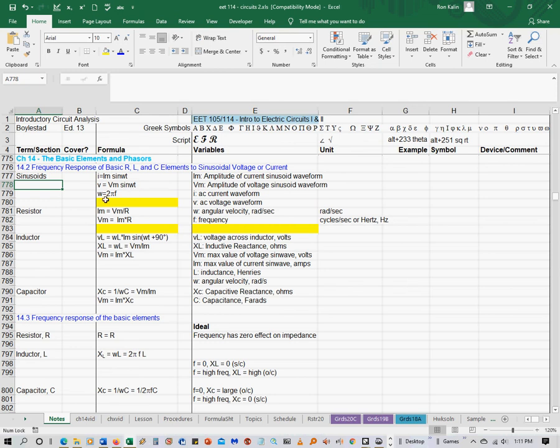Omega is equal to 2 times pi times f, or that is the angular velocity in radians per second. And f is the frequency in cycles per second or hertz. And then again, I is the AC current waveform and V is the AC voltage waveform.